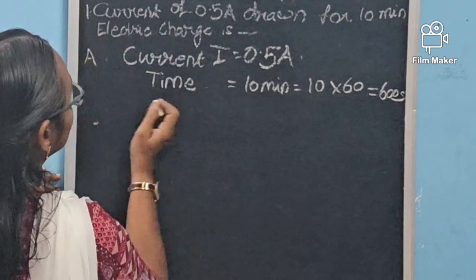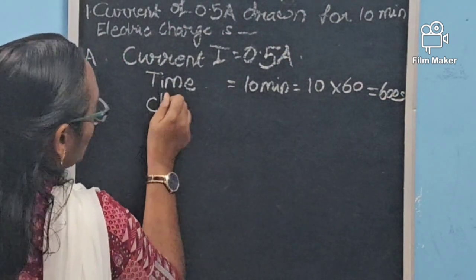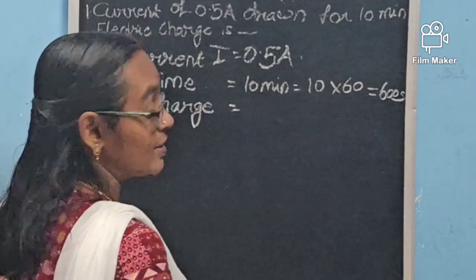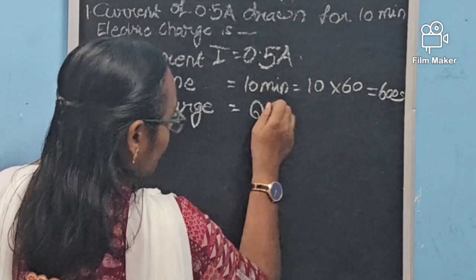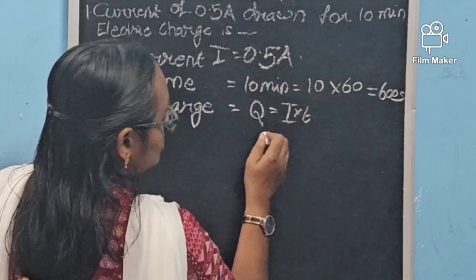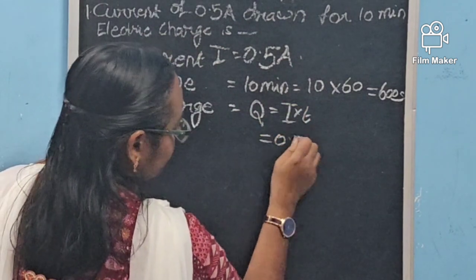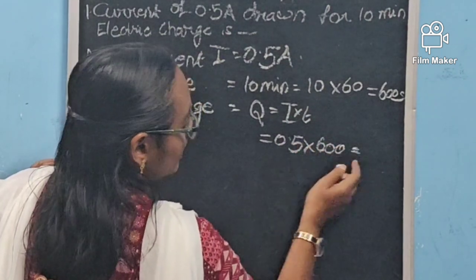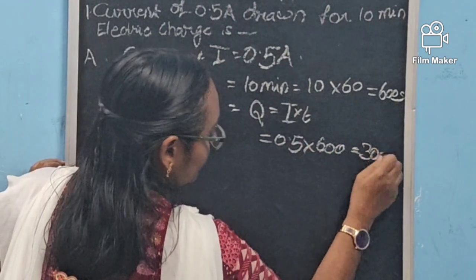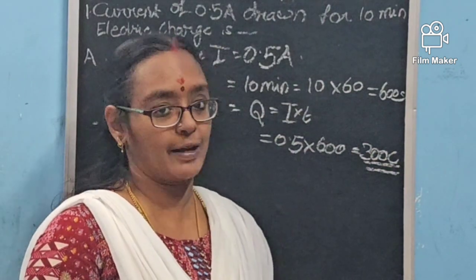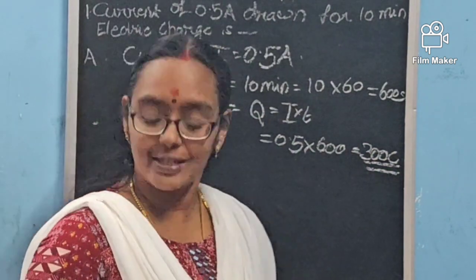Then we have to find the charge. How can we find charge? There is an equation relating the current and charge. What is that? Q is equal to I into T. So 0.5 into 600. What will be the answer? The answer will be 300 coulomb. This is how we have to solve this type of problems. Now going to the second one.